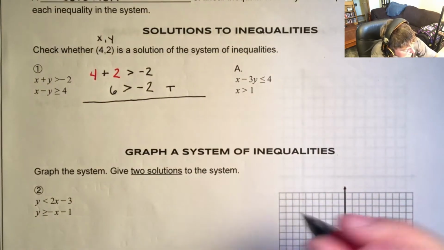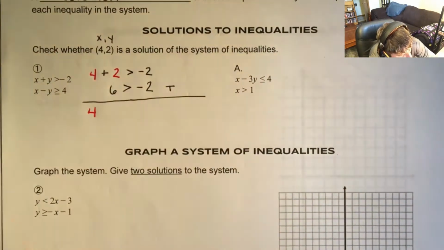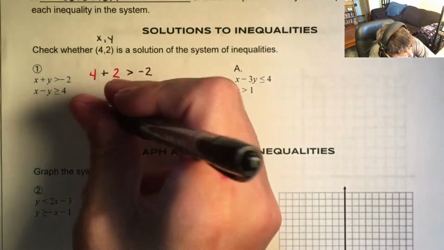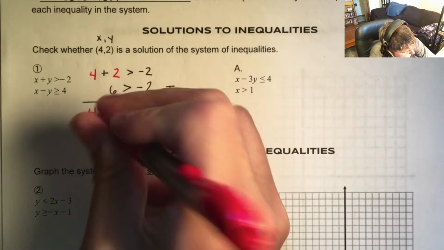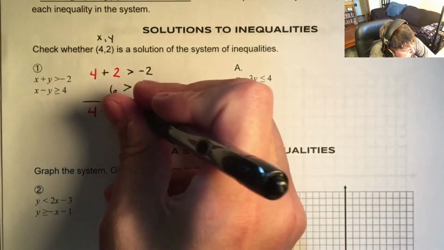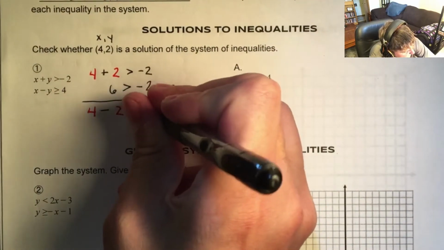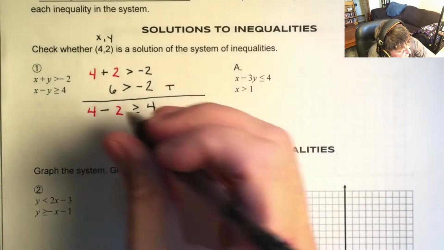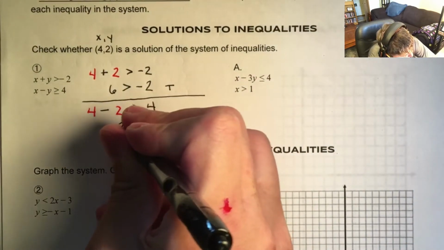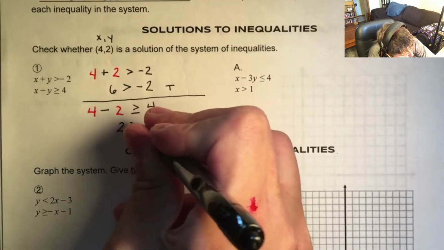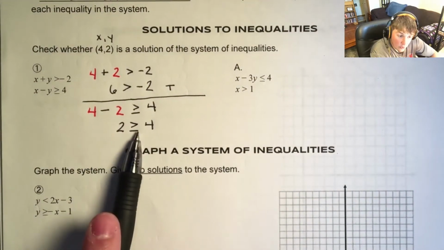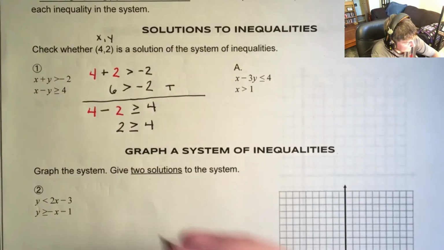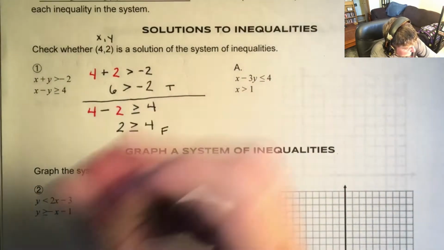The next one is x is 4, and this one is minus instead of plus, so 4 minus 2 is greater than or equal to 4. Then I get 4 minus 2 is 2. So I get 2 is greater than or equal to 4. So is 2 greater than or equal to 4? Well, hopefully at this point we can answer that and say that that is not true.